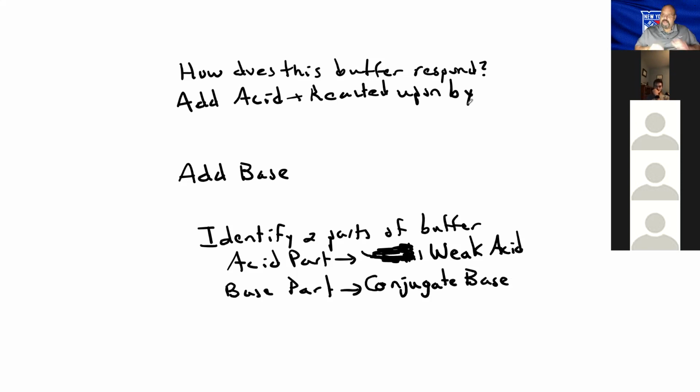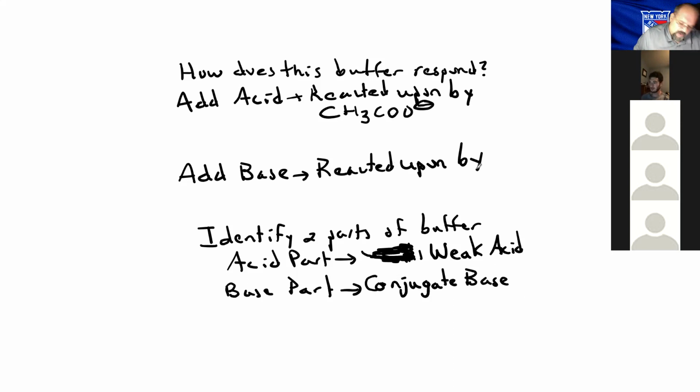But let's be specific. What's the base part of the buffer here? The base part of the buffer is the CH3COO minus. That's the base part of the buffer. And that would react with added acid. Now, when we add base, what part of the buffer is going to react with base that is added? It's going to be the acid part of the buffer.